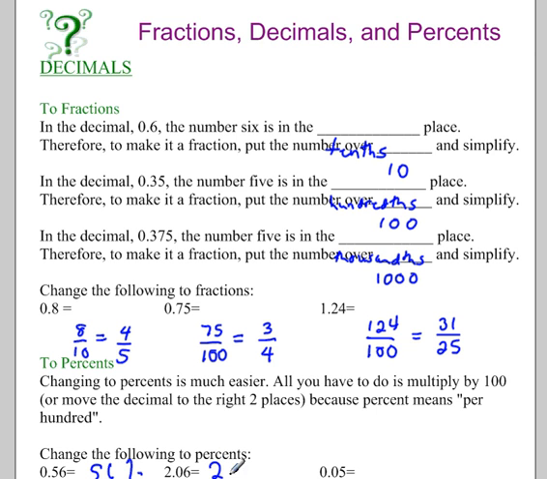2.06 will become 206%, and 0.05 will become 5%. Be careful with that one, it's not 50%, so just be careful.